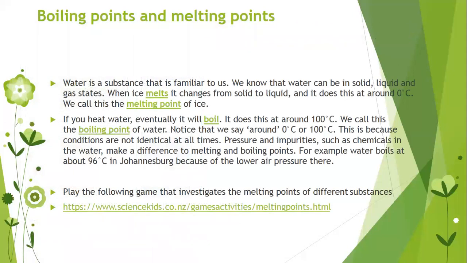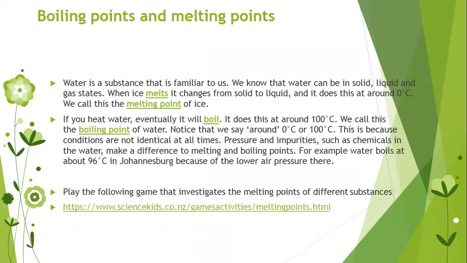Let's look at other properties of materials, boiling points and melting points. Now we're going to relate these to water. Water is a substance that we are all familiar with. We know that it exists in 3 states, solid, liquid, and gas. Now we also know that water can change states, and we either need to add heat to change the state or we remove heat. Now, when ice, which is a solid form of water, melts, it changes from solid to liquid, and this happens at a temperature of around 0 degrees Celsius. We call this the melting point of ice.